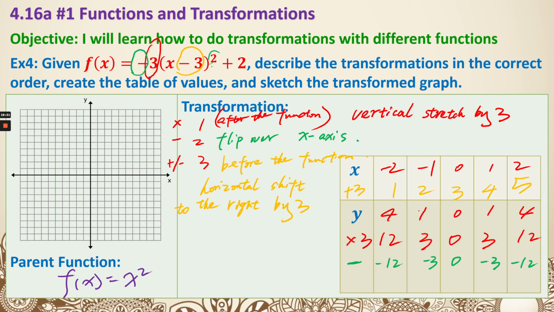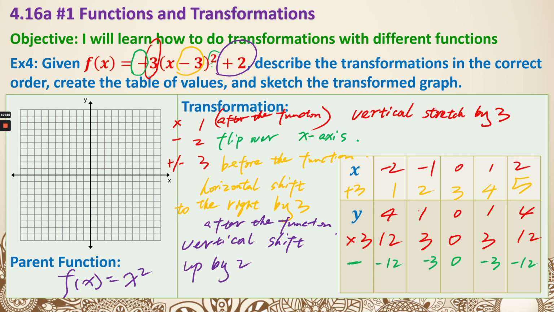Okay. And lastly, we will have the +2 on the end. So that is clearly after we already calculated the square. So that is after the function, which means it's going to be a vertical shift up by 2. That means I'm adding 2 vertically. Again, that's vertical, so I don't need to change anything. I don't need to flip. It is just up 2, so +2. That becomes -10. That becomes -1. That becomes 2. That becomes -1. That becomes -10.